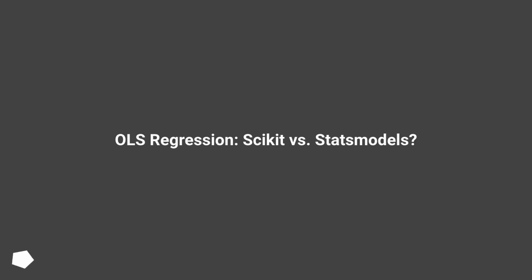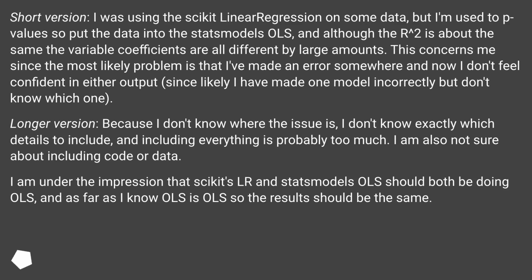OLS regression, Scikit versus Statsmodels. Short version, I was using the Scikit linear regression on some data, but I'm used to p-values, so I put the data into the Statsmodels OLS, and although the R² is about the same, the variable coefficients are all different by large amounts. This concerns me since the most likely problem is that I've made an error somewhere and now I don't feel confident in either output, since likely I have made one model incorrectly but don't know which one.